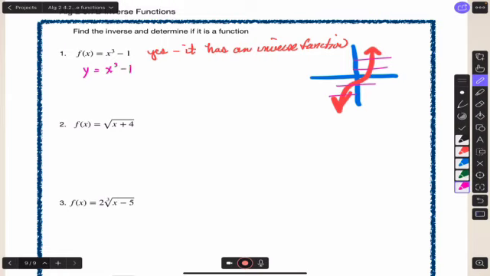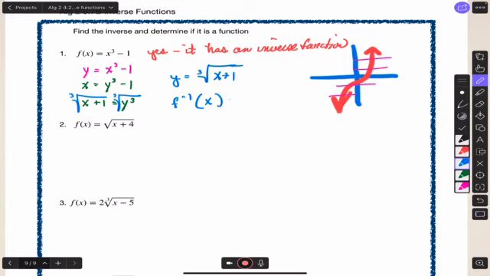Again, not too many steps. We switch our x and our y's, take our 1 over, and I cube root both sides. Again, with cube roots, you don't have to do plus or minus. It's just cube root of x plus 1. You don't have to graph the inverse. You just have to verify it exists as a function and then find it.